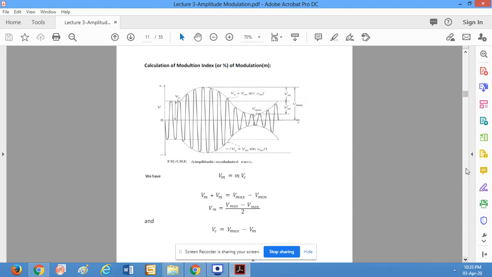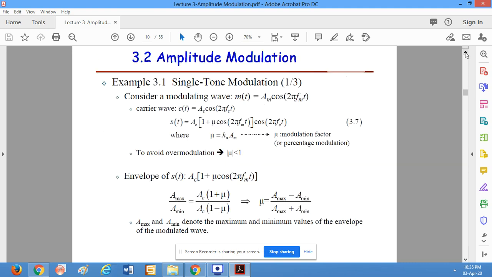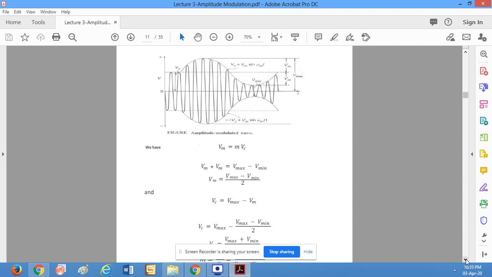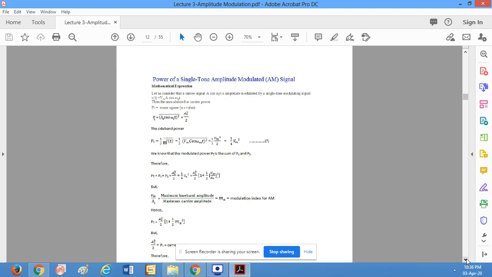In the following slides, we have found out the expression in terms of Vmax and Vmin. Using that equation, we have mu equals (Amax minus Amin) upon (Amax plus Amin), where in this slide again we have the same value. In most of the books it is defined as m equals the ratio of Vm by Vc, that is (Vmax minus Vmin) upon (Vmax plus Vmin).